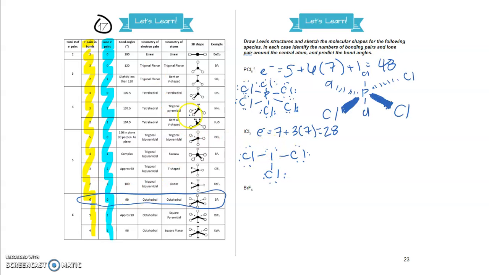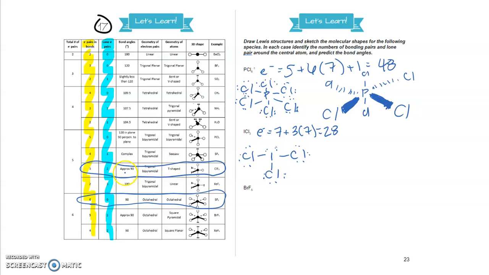For VSEPR, for this table, I focus on the middle, which is my I. My I has how many things bound to it? Well, 1, 2, 3. 3 chlorines, okay? How many pairs of dots does it have on the I? 1, 2 pairs of dots, 2 pairs. So I need 3 things bound, 2 pairs. So I come to this table, I come down till I get to 3, 2. So this is the one I want.